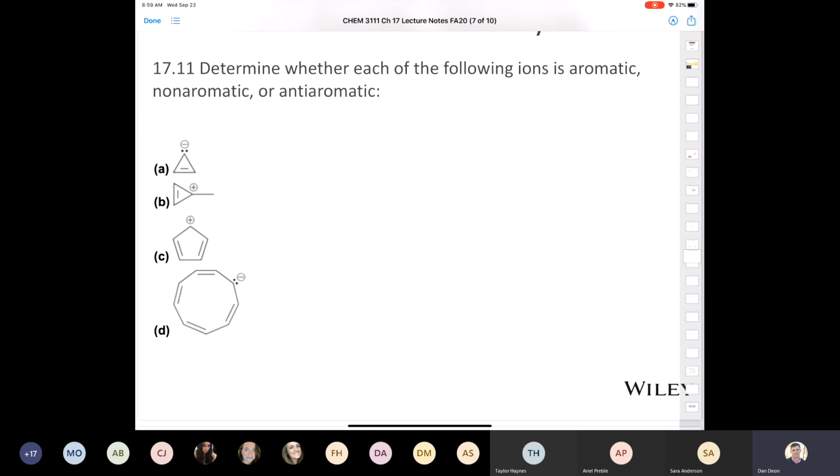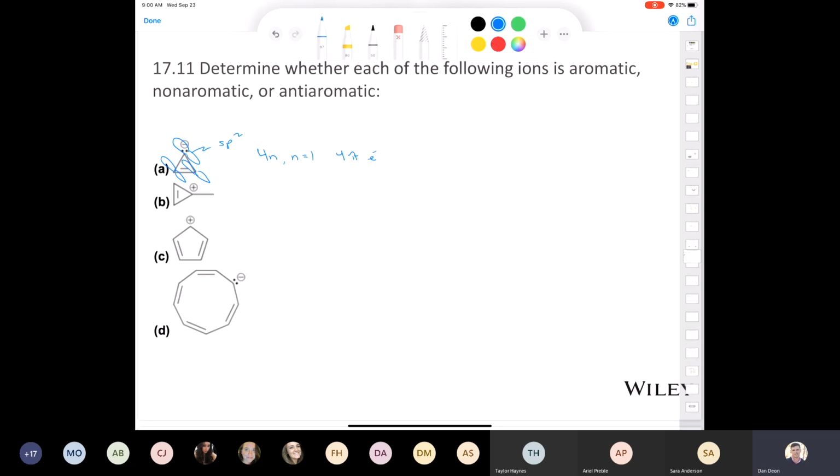You can see that we have 2 pi electrons here, and then we have 2 electrons here. That can be in a p orbital. If that carbon is sp2 hybridized, then this lone pair would be in a p orbital. We'd have a continuously overlapping system of p orbitals, but we'd have a total of 4 pi electrons. That's 4n, when n is equal to 1. And you remember that when the 4n rule is obeyed, this compound is anti-aromatic. So this is an anti-aromatic compound.